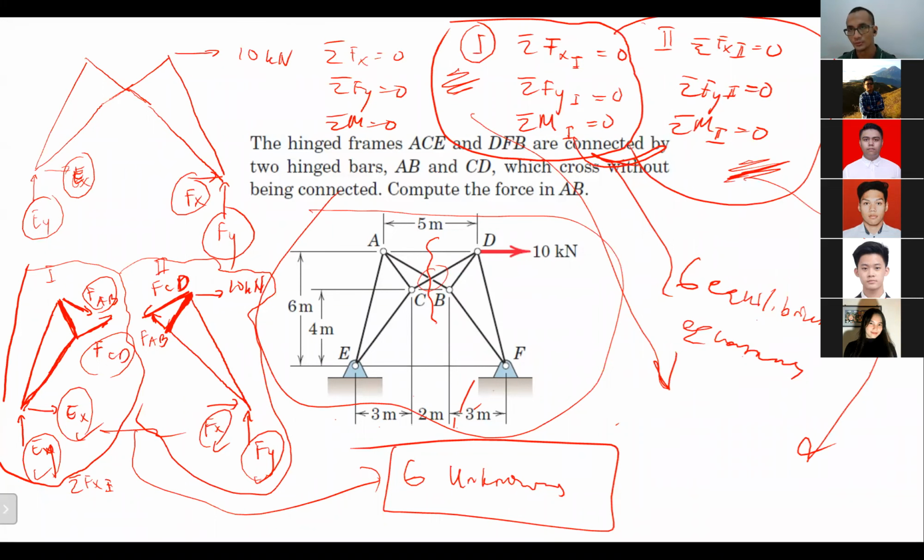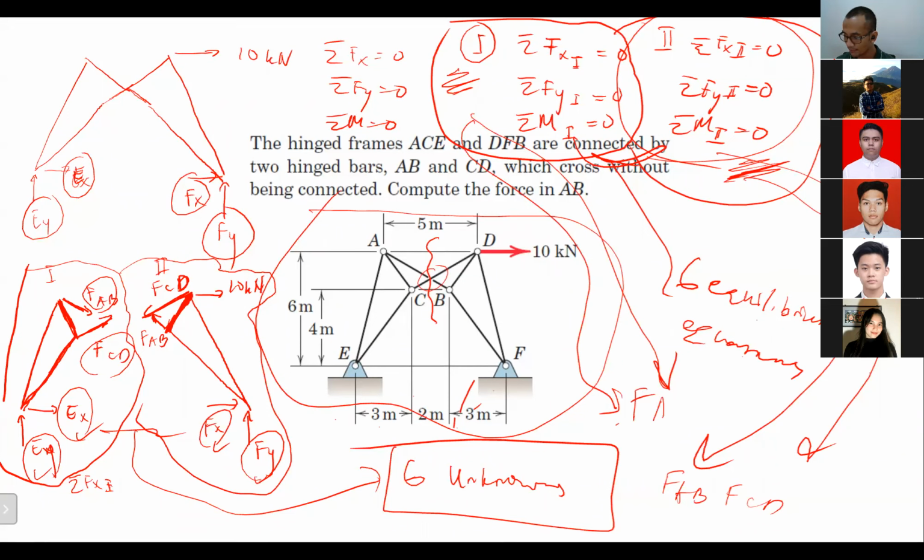After you are able to do so, the equation that you have here will be just one equation which has only FAB and FCD. And from the first set of equations, you will have one equation as well, which has FAB and FCD. Then from those two, you can solve for FAB and FCD. That's the strategy that you're supposed to use.